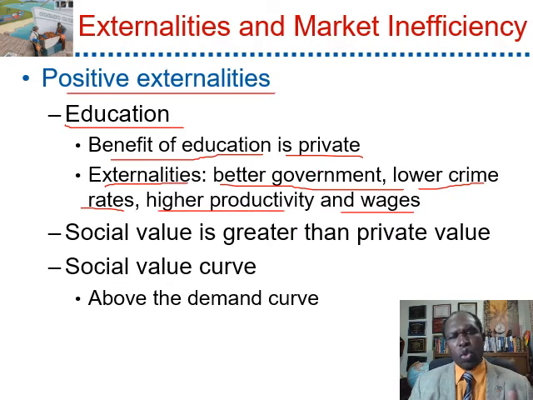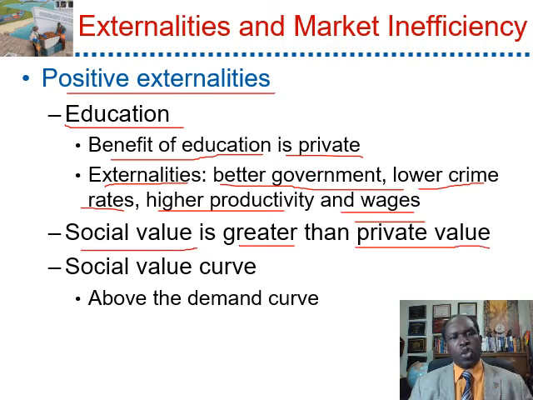So higher productivity and wages. Because you go to school, you're earning a higher degree, you become more productive. Society will benefit from that because you will be able to produce more goods and services. Therefore, total value of output, or GDP, gross domestic product, will increase. And then because you go to school, you also earn higher wages and you make more money. You'll be able to take care of yourself and have a better quality of life. So the social value of education is greater than the private value. So that social value curve will be above the demand curve in that case.